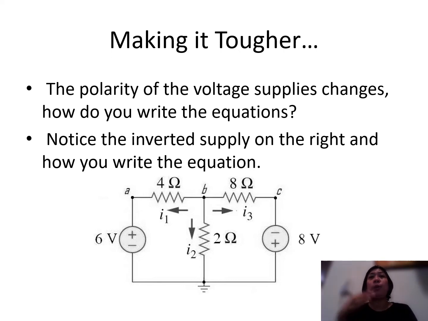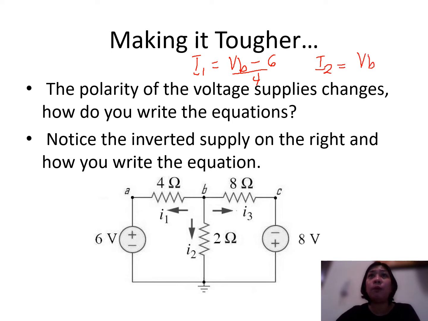How do we write your I1, for example? We can write your I1 as VB minus, but what is VA? That is 6, divided by 4. Then we can write your I2. What is our I2 there? Our I2 there is equivalent to VB all over 2. So what will be the change if we are going to have an inverted power supply?